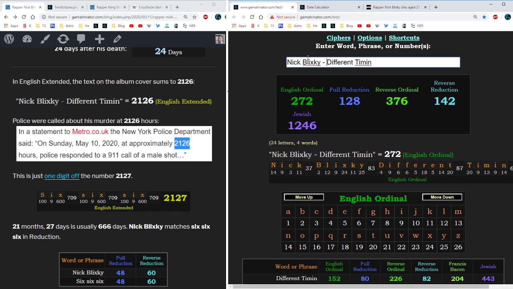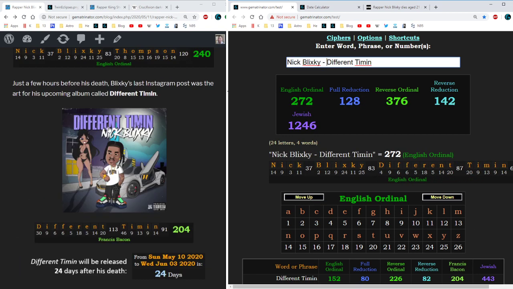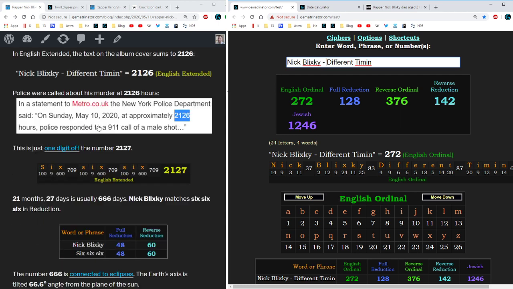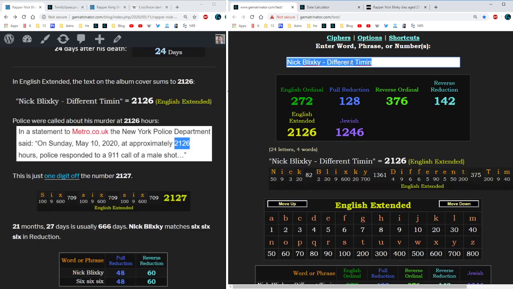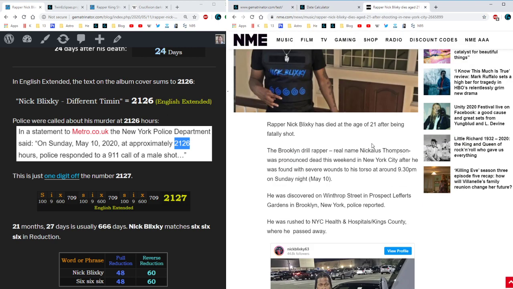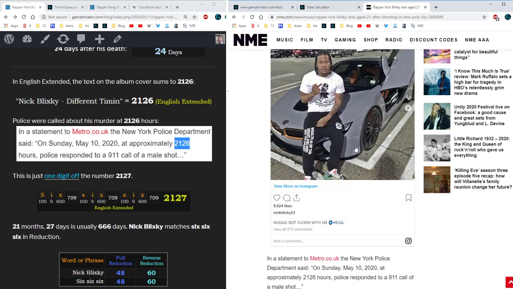We also find a lot of significance when we add the artist's name to the album cover. So here you see the full text on the album, Different Timin', Nick Blixky. Notice how in our English extended cipher, this gives us a value of 2126. Well, that number stood out right away.